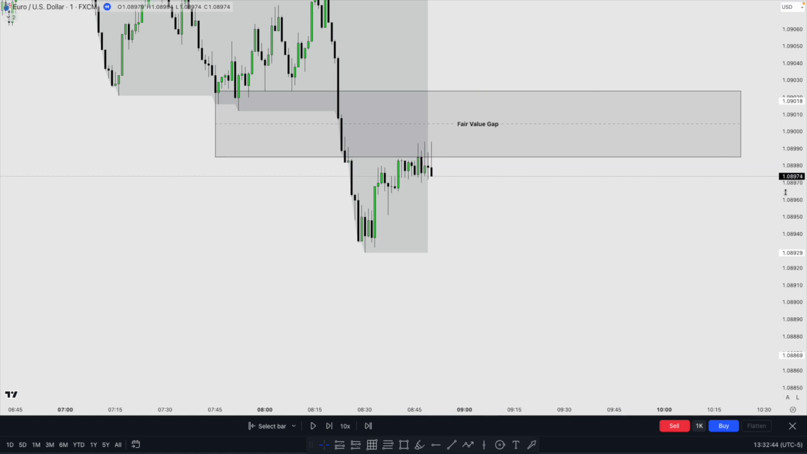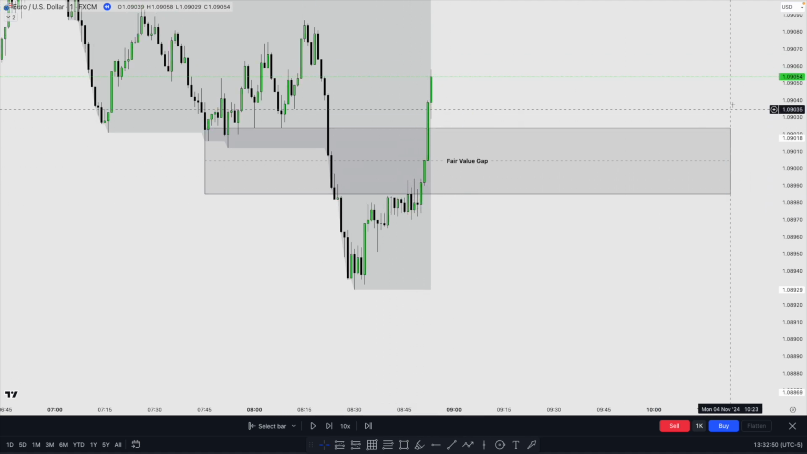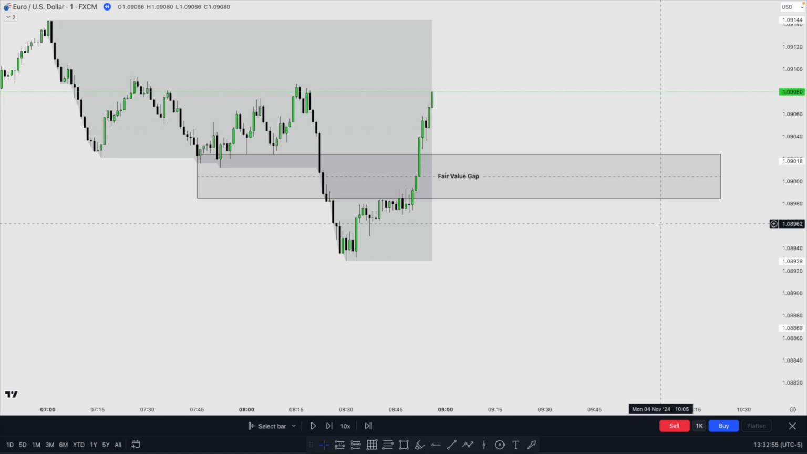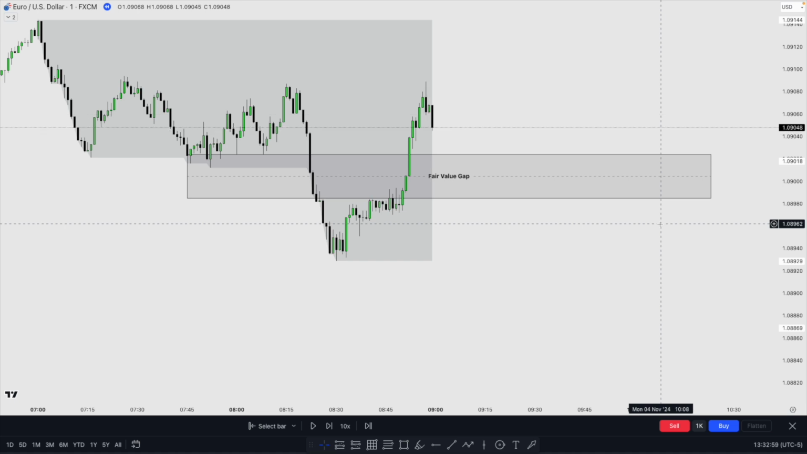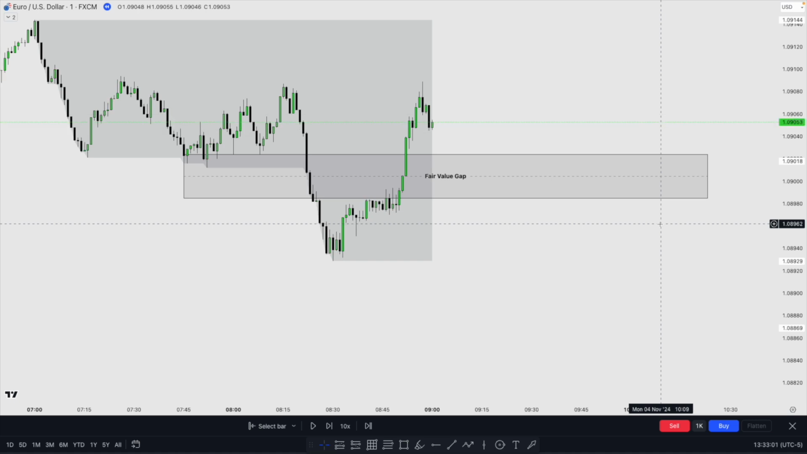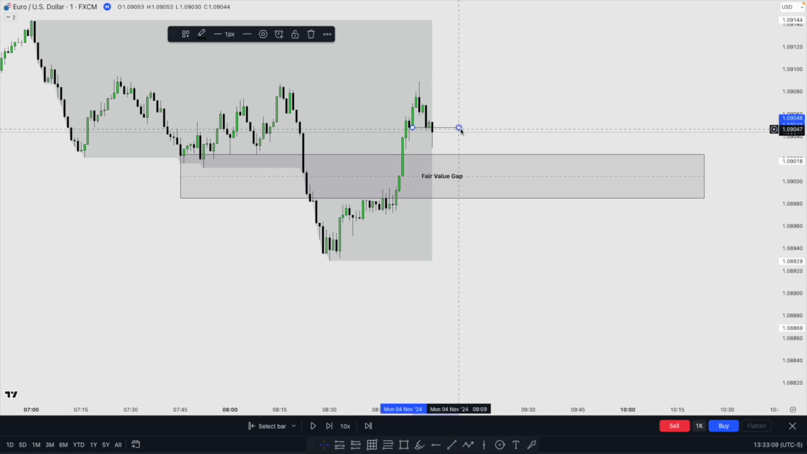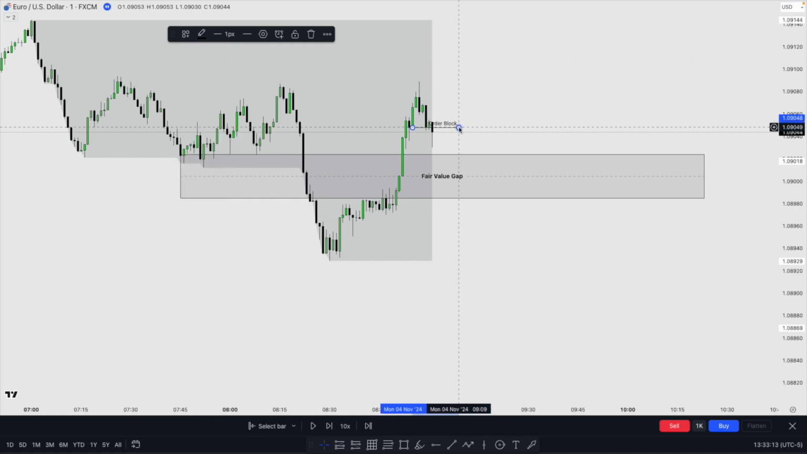Now we are waiting for a change in the state of delivery. We don't get a change in the state of delivery over here, and we see a push higher, deeper into the fair value gap. So we are just waiting for the market to give us a valid change in the state of delivery. We don't get it yet, and here we get it. We have two consecutive up close candles that take out liquidity. We get a closure below, making this a valid order block.